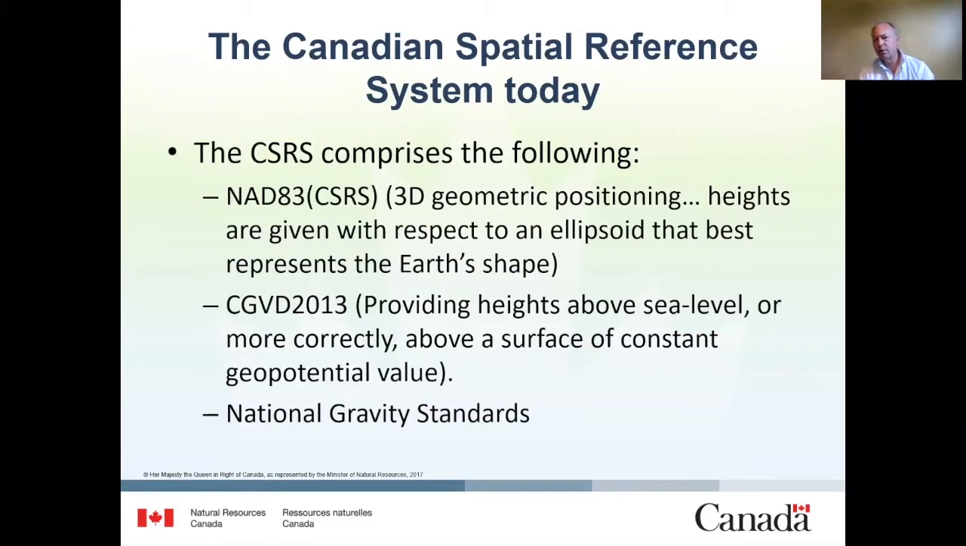We also are responsible for heights above sea level, which represent where water will flow, and we now use a surface of constant geopotential value, or a geoid, to represent this standard reference system. Our system is the Canadian Geodetic Vertical Datum of 2013. The Canadian Geodetic Survey is also responsible for national gravity standards as well. We won't discuss that any further, but that is a responsibility of the geodetic agencies.